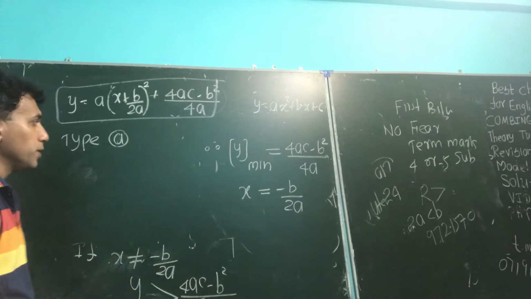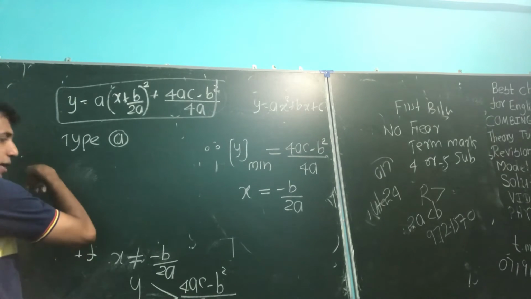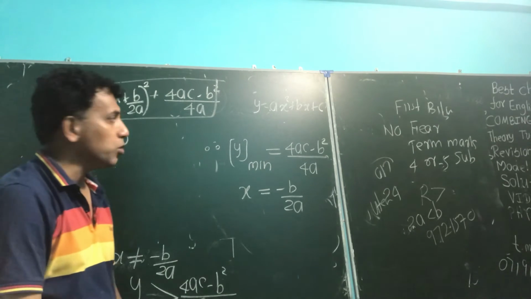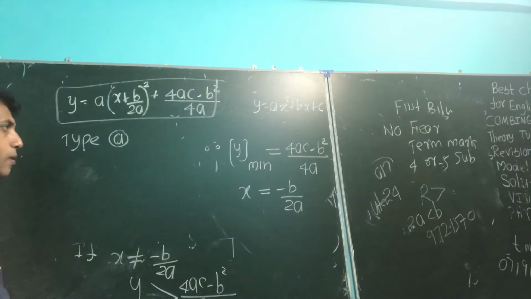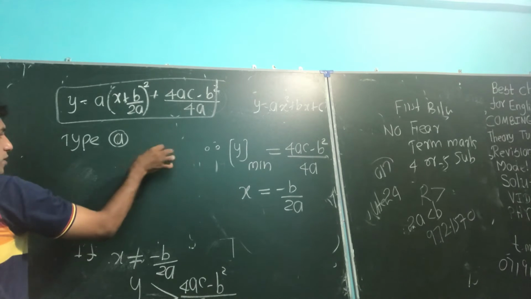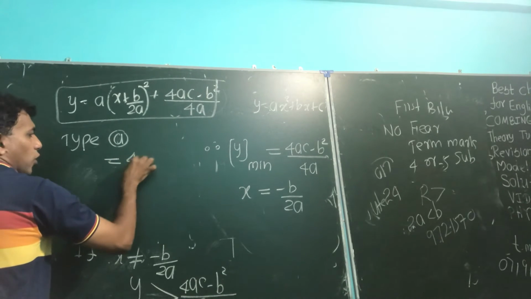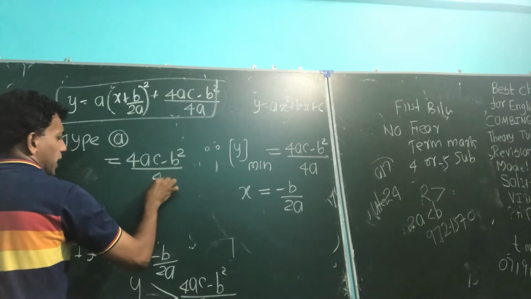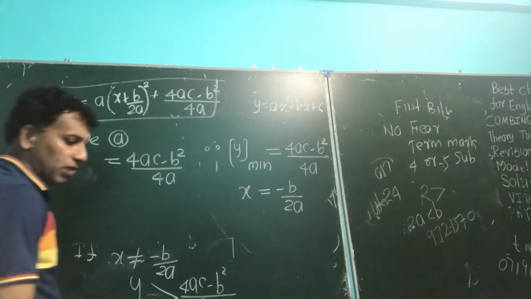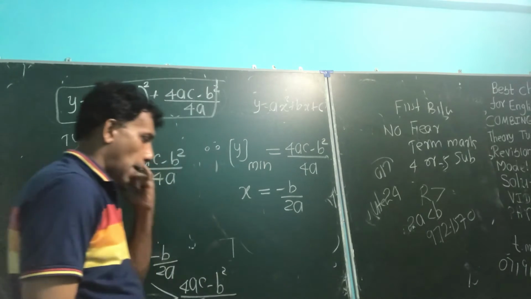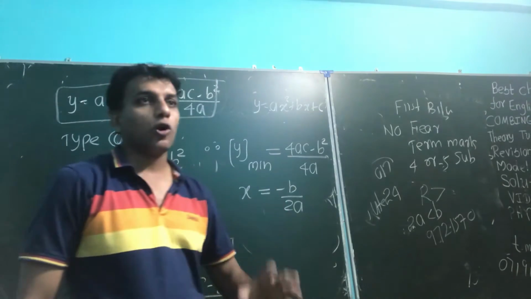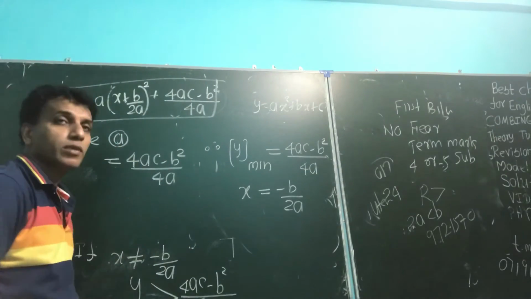So right below, write minimum value of the function equal to what? 4ac minus b square over 4a. Minimum value of the function, 4ac minus b square over 4a, right? Okay. Right below, type A.